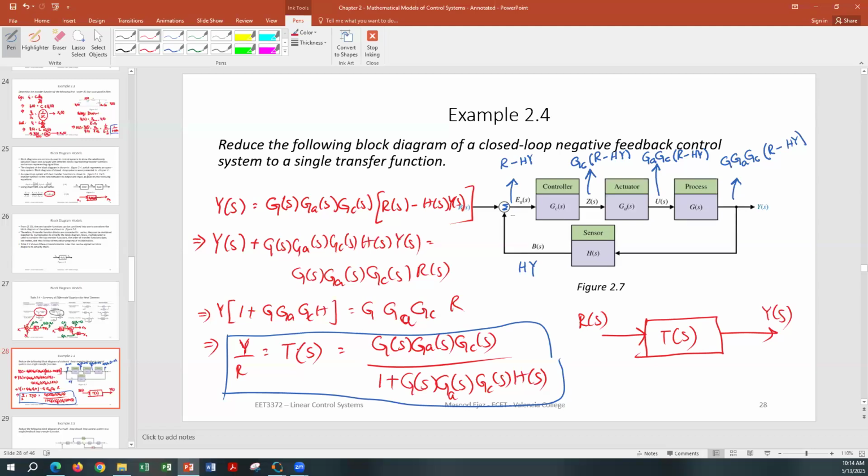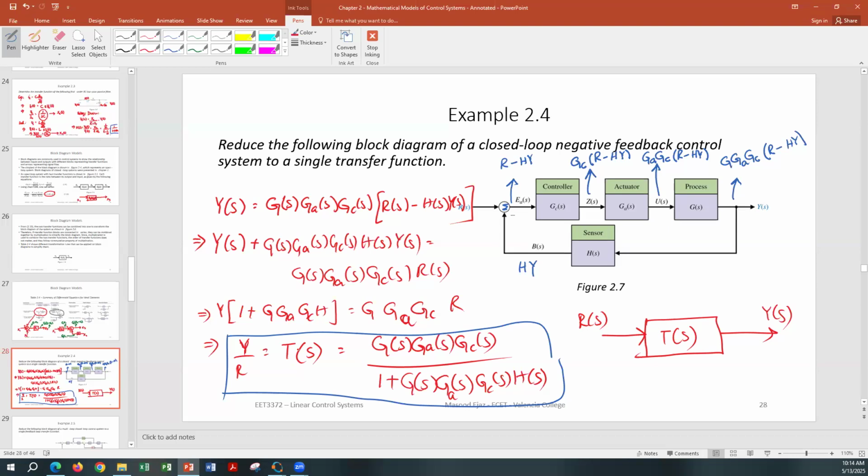It becomes a denominator. And then if I want to write down the transfer function, complete Y over R, then I just bring that R on the left-hand side. So Y over R is equal to this over this. And I'm just calling it T of S, the transfer function of the complete system.